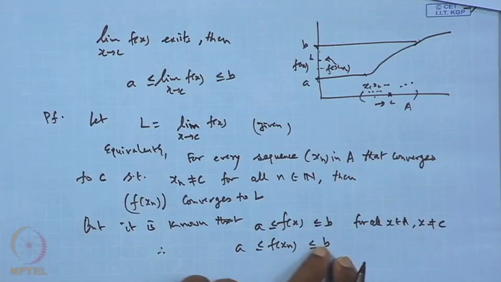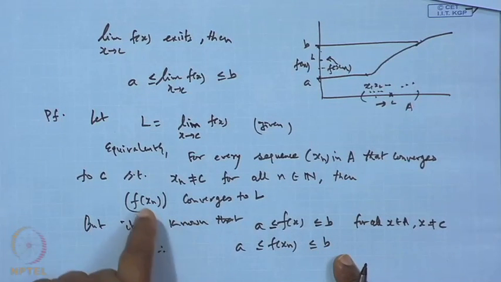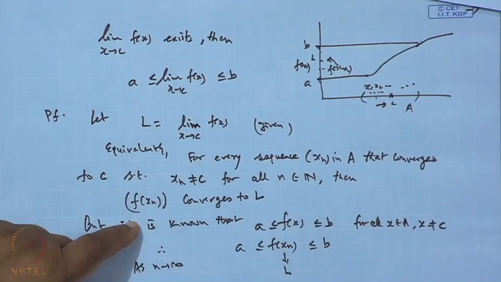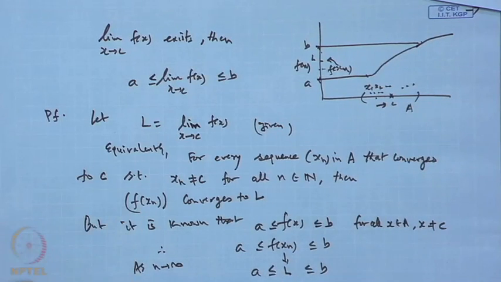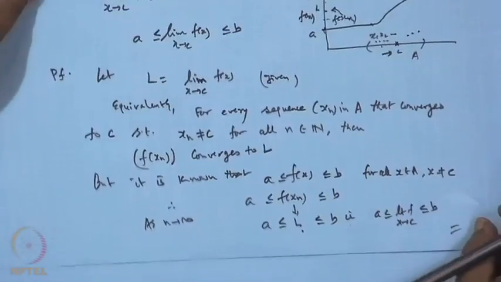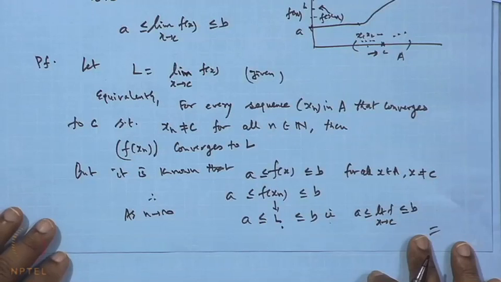So, with these two bounds, when you take the limit as n tends to infinity, the sequence f(x_n) will go to L, and this will lie between A and B. So, A is less than or equal to the limit of f(x) as x tends to C, which is less than or equal to B, and that proves the result, is it not? That proves the result.